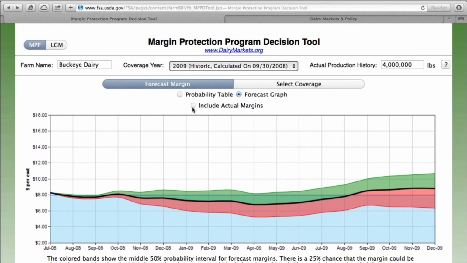And then let's include actual margins. This is what the market forecast. But here, when we entered a worldwide recession, these margins were even lower than the market anticipated. But the tool points you in the right direction and helps you think about what the risk in milk and feed markets is going to be.